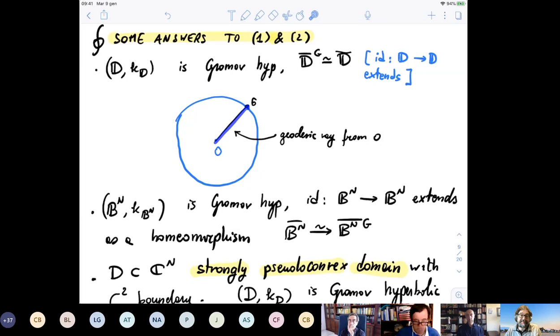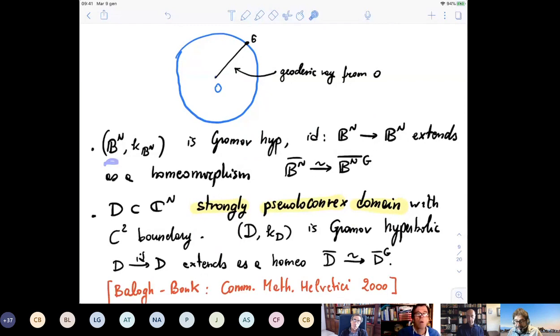So you take this geodesic ray, which gives an equivalence class in the Gromov sense, so a Gromov boundary point, and you associate the landing point sigma. So this map is one to one, and it's not difficult to show that it's going to be a homeomorphism. So the identity extends in this sense. Also the unit ball: if you take the unit ball in C^N with the Kobayashi metric, this is Kobayashi complete hyperbolic, and it's Gromov hyperbolic, and also the identity extends.